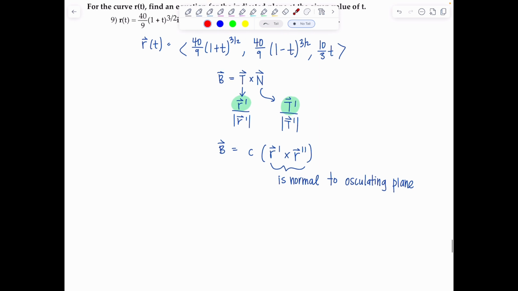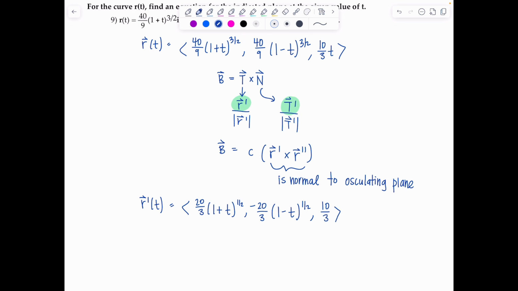Okay? Good. So r prime of t, the first derivative, is going to be 40 over 9 times 3 halves. So we'll have 20 thirds times (1 plus t) to the 1 half. Next component, don't forget 1 minus t. When you do chain rule, that'll be negative 20 thirds times (1 minus t) to the 1 half. And then the last component's 10 thirds. So r prime at t equals 0 would have components 20 over 3, negative 20 over 3, 10 thirds. Now, I'm going to cross this with r double prime at 0.